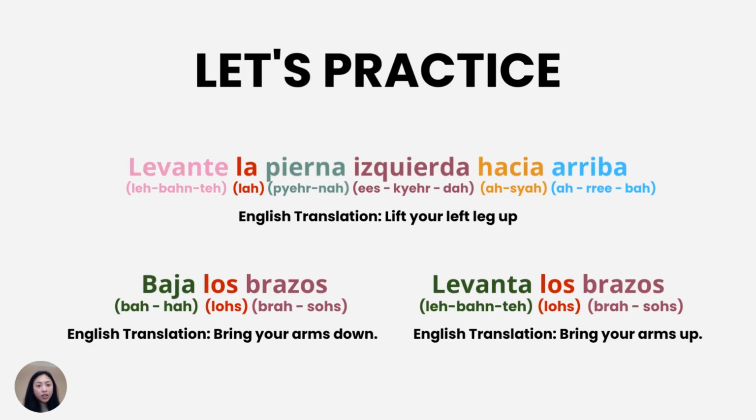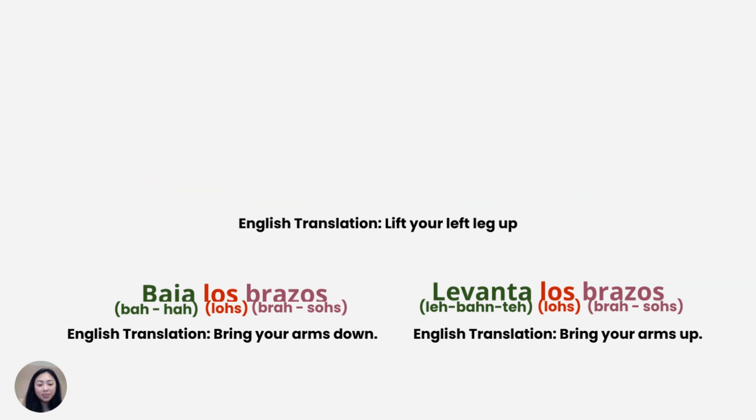So we just learned to ask the patient to raise their leg up and down, but now we're going to get more specific. So we're going to ask the patient, levante la pierna izquierda hacia arriba, which means lift your left leg up. And then we're also going to add baja los brazos, which means bring your arms down, or levante los brazos, which means bring your arms up.